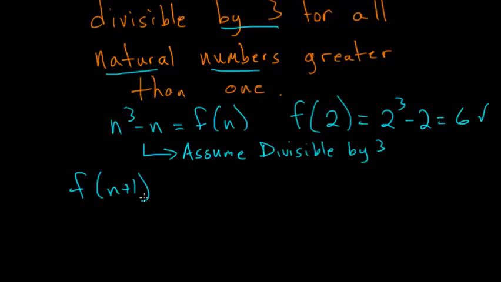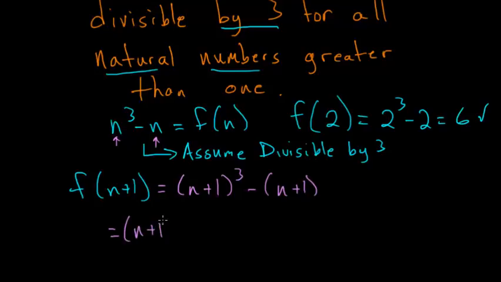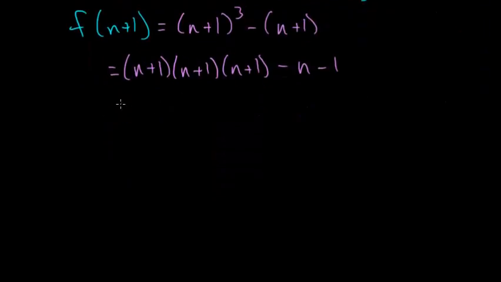And to check for the f of n plus 1 case, we'll just plug in n plus 1 anywhere we see an n in our function. So we have n plus 1 to the third minus n plus 1. Now we just have to expand this cube here. So n plus 1 multiplied by itself 3 times, and we can distribute this negative so that we have minus n minus 1. And multiplying these first two binomials together, we'd have n squared plus 2n plus 1.